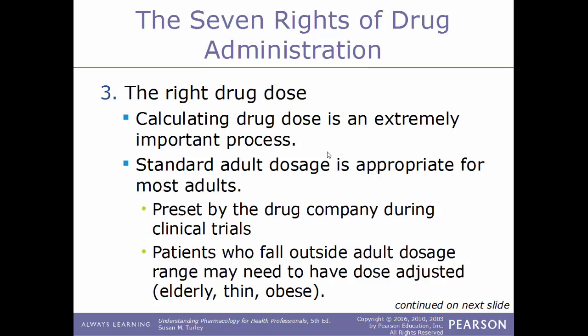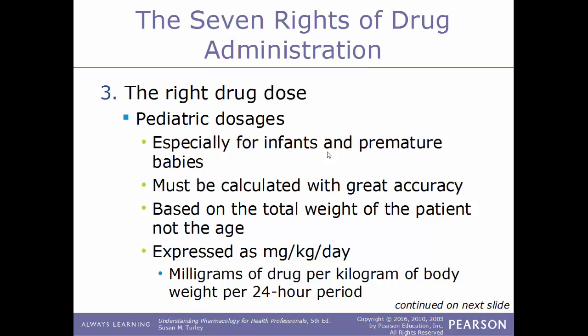Now, calculating drug dose is an extremely important process. For adults, the standard adult dosage is appropriate for almost everyone. This is preset by the drug company during the process of going through the clinical trials. Now, the patients who fall outside of this range will have to have their dosages adjusted. Those could include those who are elderly or who are very thin or very obese.